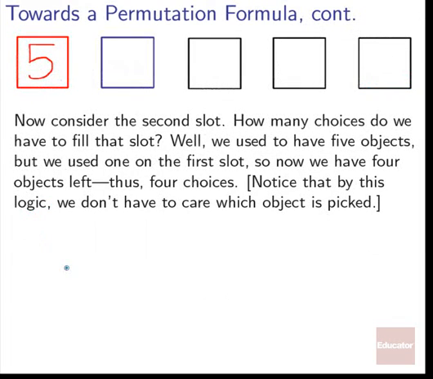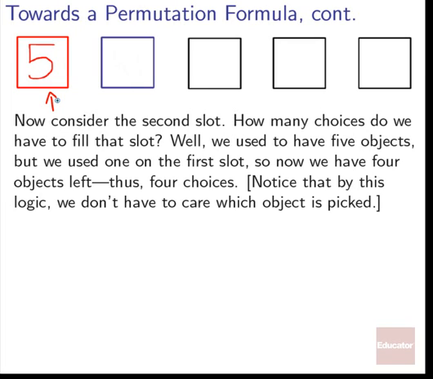Now, what if we consider the second slot? How many choices do we have to fill that slot? Well, we used to have five objects, right? We used to have A, B, C, D, and E, but we used one of them in the first slot. So now we only have four objects for the second one, thus four choices.